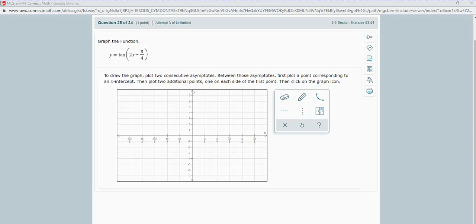In this video, I'm going to demonstrate how to graph a tangent or a cotangent function in the Connect Math and ALEKS graphing systems. So this problem is a tangent problem, but keep in mind you would follow essentially the same steps to graph a cotangent.